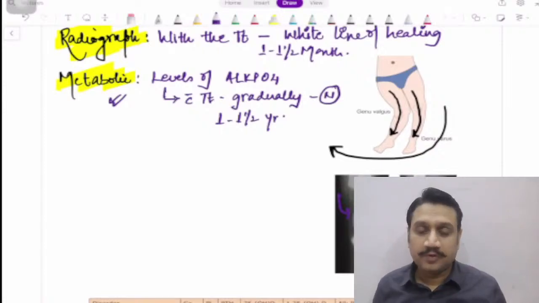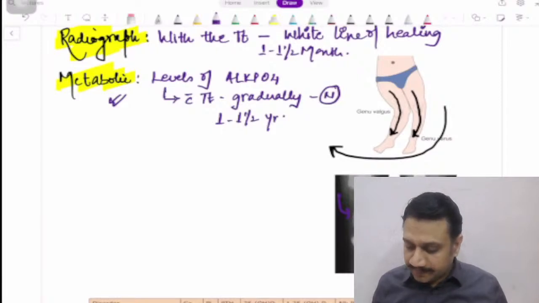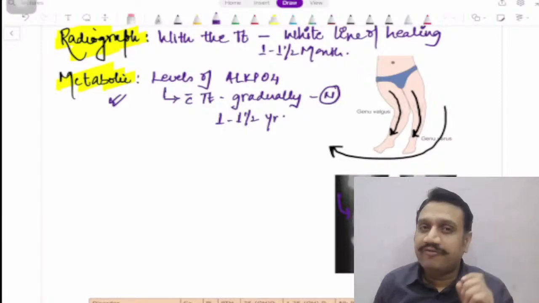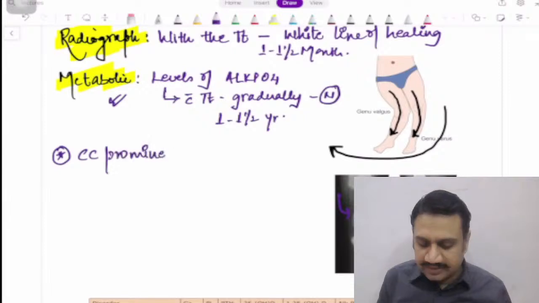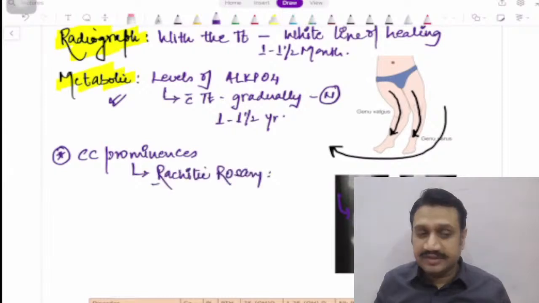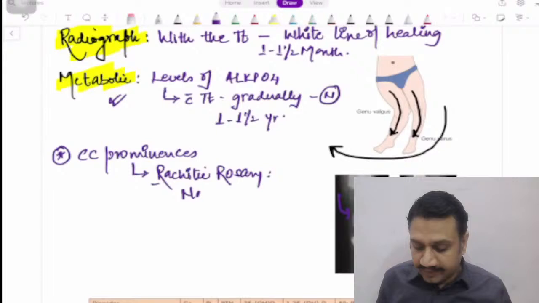One very characteristic sign is always the costochondral prominences in the chest. What do you call those costochondral prominences in the chest? They are called the rachitic rosary. Now, what is that rachitic rosary? Rachitic rosaries are the non-tender costochondral prominences.